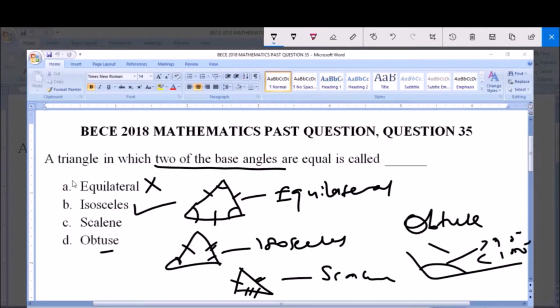Now let's go back to the question. The question says a triangle in which two of the base angles are equal. So therefore, it is an isosceles triangle, because the two sides of an isosceles triangle are equal, therefore the two base angles are equal. So our answer to this question is B, isosceles triangle.